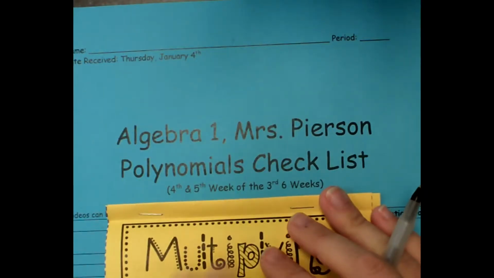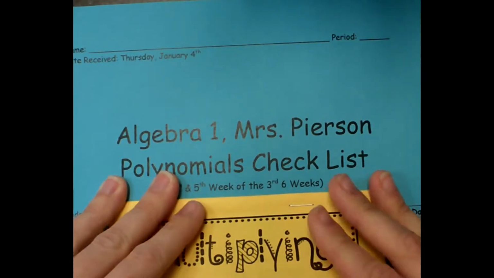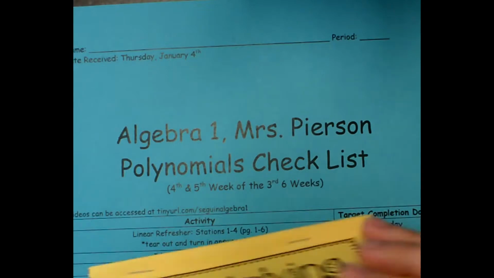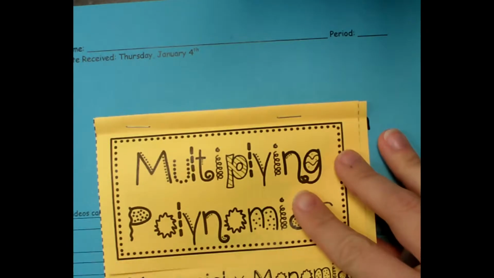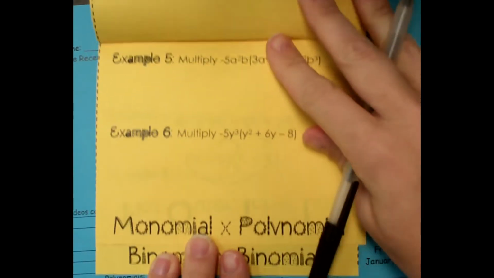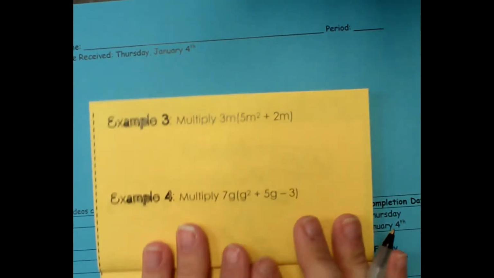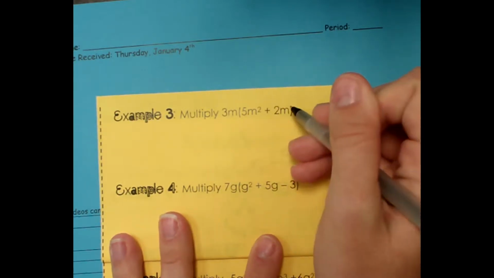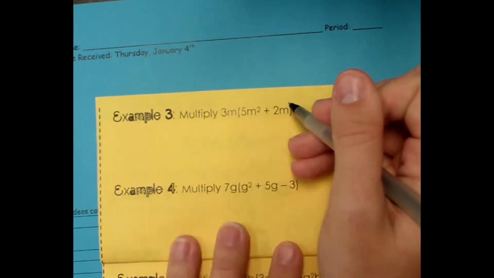Okay, so this is your polynomials video 3 for multiplying a monomial by a polynomial foldable note. If you have your foldable, you're going to flip to the one that says monomial by polynomial. That means we're going to be multiplying one term times any term. It could be a trinomial, it could be a binomial, could be more.